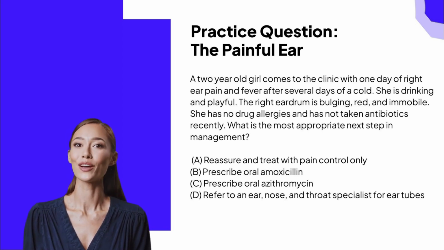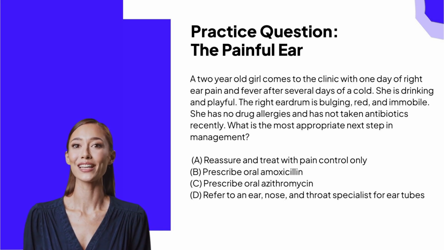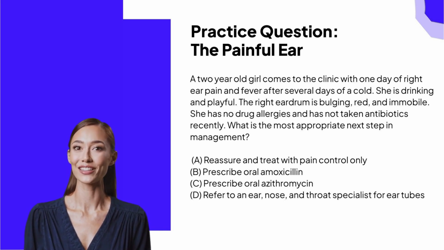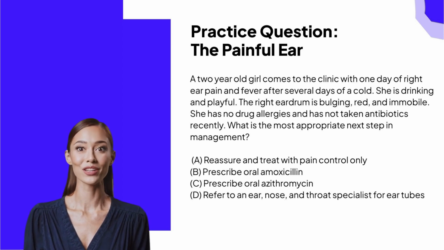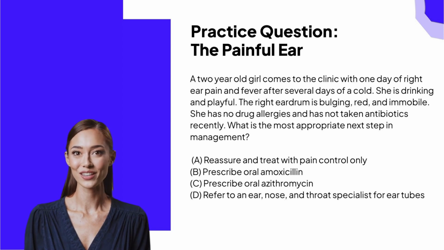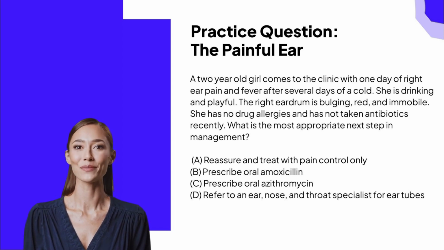A 2-year-old girl comes to the clinic with 1 day of right ear pain and fever after several days of a cold. Importantly, she is still drinking and playful. On exam, the right eardrum is bulging, red, and immobile. She has no drug allergies and has not taken antibiotics recently. The question asks for the most appropriate next step in management.